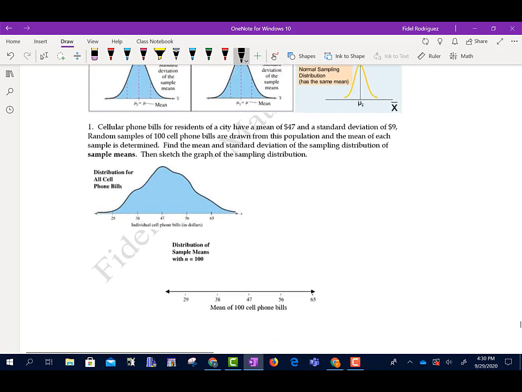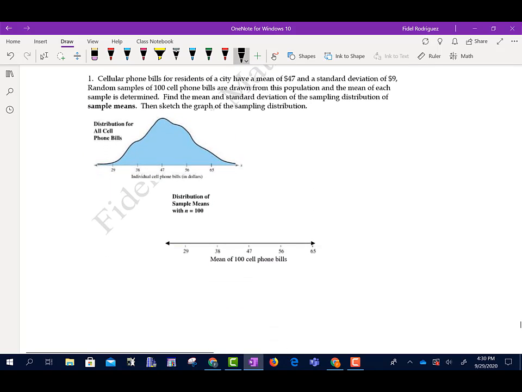All right, so we're going to take a look at the first problem that we have here. The first problem says cell phone bills for residents of a city have a mean of $47. Okay, so that means that my population mean is 47, and we have a standard deviation of $9. Samples of 100, so that's telling me that my n, my sample size, is going to be 100. Cell phone bills are drawn from this population, and the mean of each sample is determined. Find the mean and standard deviation of the sampling distribution of sample means.